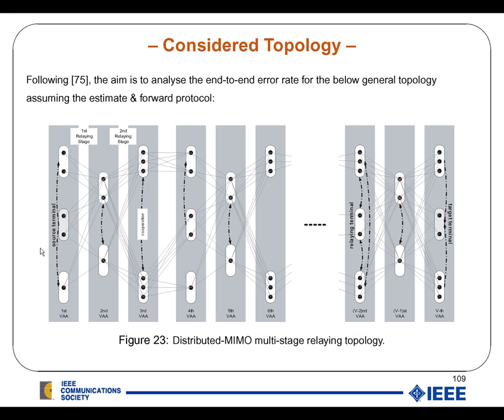They form a space-time coding unit, which I call the virtual antenna array, or a VAA, which is then transmitted to the second VAA, where these terminals may or may not cooperate with each other, but they're just spatially close. They transmit it to the third one, etc., until we reach the target terminal. So we are interested now in defining the end-to-end error rate for a topology like that, where we estimate and forward. That means there's no transparent relaying.